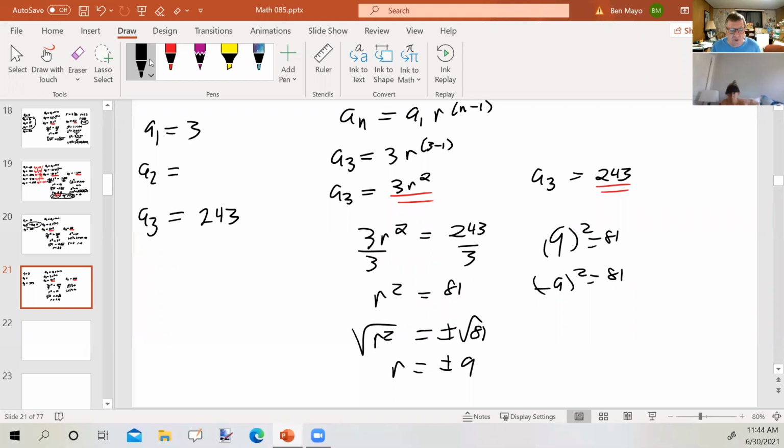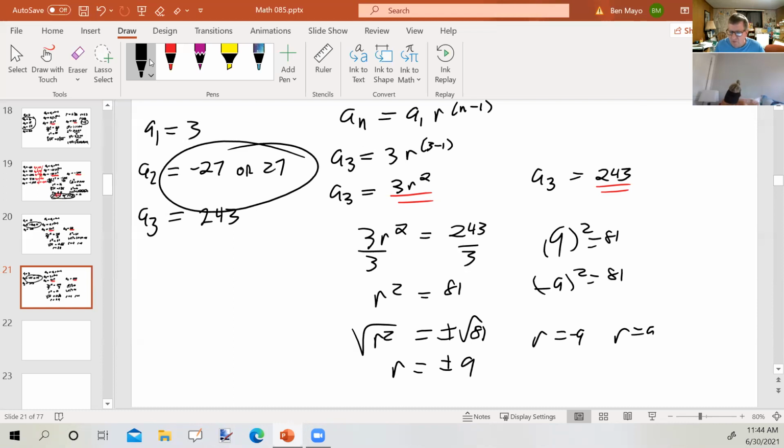Again, we're going to have two answers because there's nothing that says it's got to be positive or negative. So if R is negative 9, we'd have negative 27. If R is positive 9, we'd have positive 27. So we've got two possible geometric means, and you would list both of them because there was nothing to say get rid of any of them.